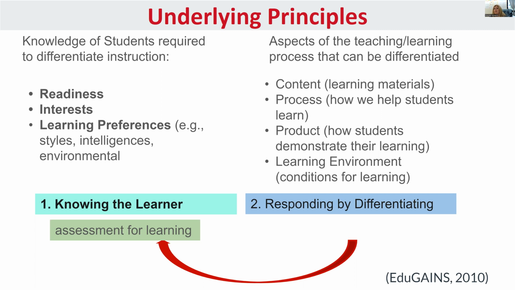What types of differentiation you're going to need, whether it's with the content or the process, product, or the learning environment. Then you'll instruct, they'll do their stuff, and then they'll have an assessment, which will also be based off of differentiated instruction practices. And then you'll know more about your student. What did they know? What did they get? And then the cycle starts all over again, getting to know them, responding with differentiation, assessing for learning.